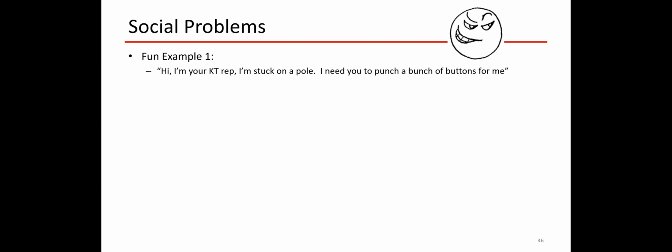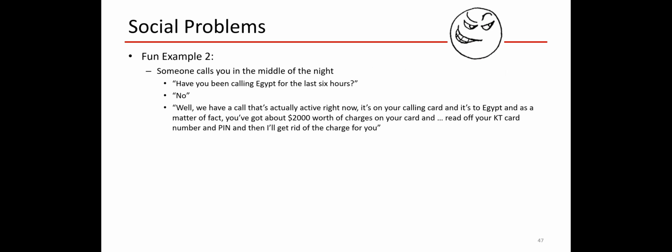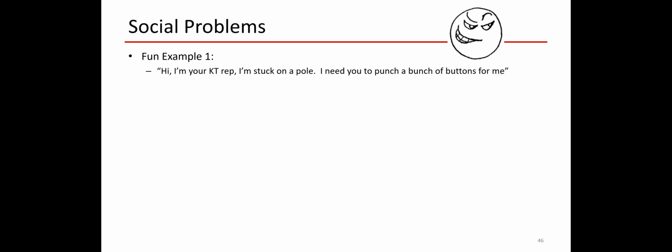For example: hey, I'm your KT representative. I'm stuck on the pole, meaning a mechanic is trying to install the internet wire on top of some pole, right? I need you to punch a button for me. Then what happened? 1, 2, 3, 4, 5. Even if your message is encrypted, they can understand what is 1, what is 2, what is 3, and what is 4. By knowing this, they can predict your hash key. They can predict your SSL sequence.